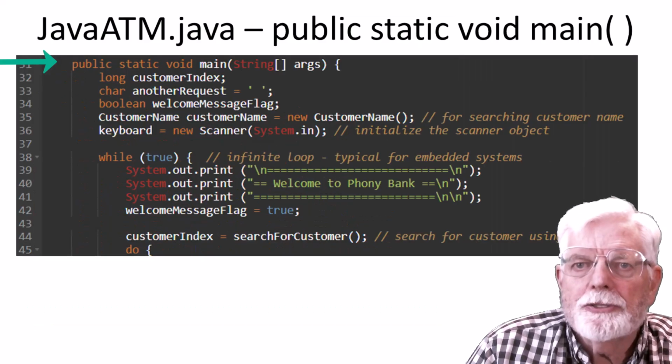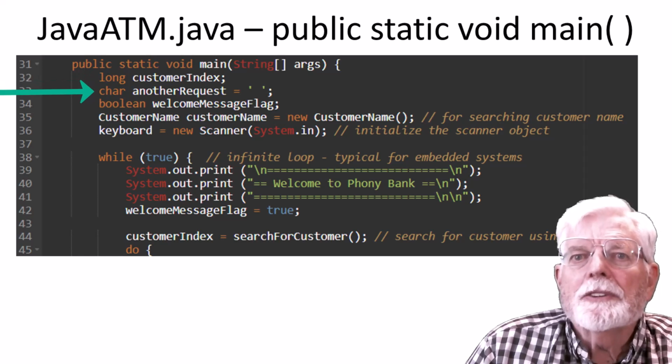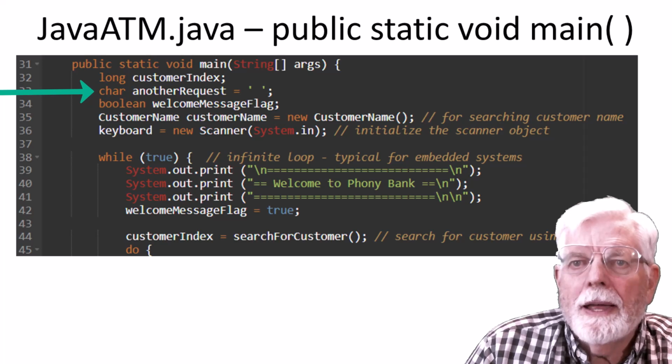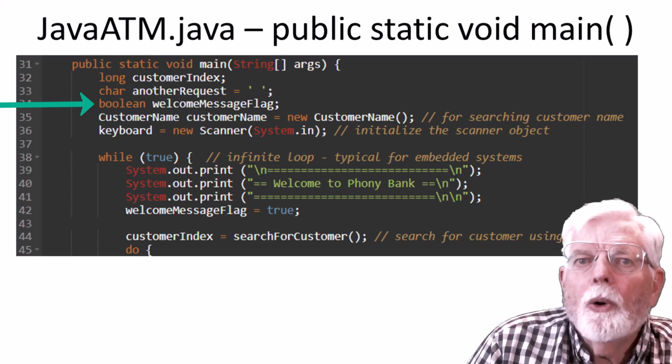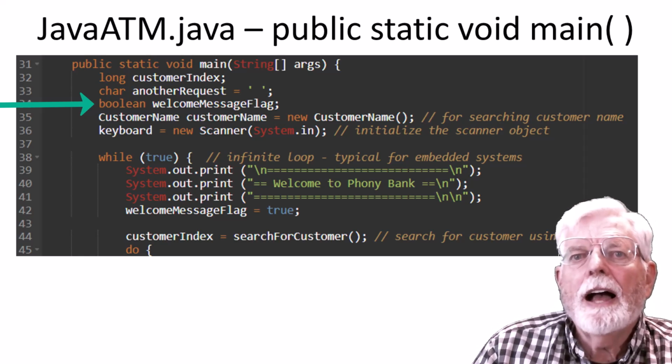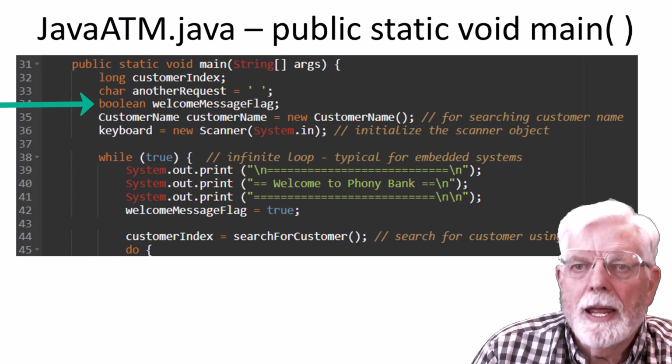Execution of the program starts at public static void main. The customer index is used to keep track of where the selected customer's data is located on the disk file. The anotherRequest variable is used to hold the Y or N response when asking the user for more transactions for the current customer. The Boolean welcome message flag is initially set to true so that the program only displays "Greeting, John, how can we help you?" message one time, where John is the actual customer's name.